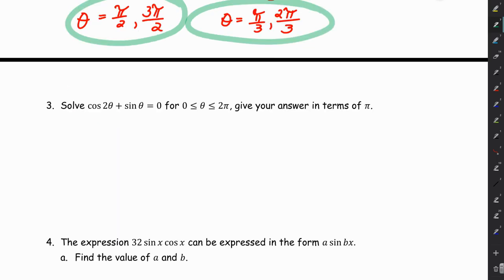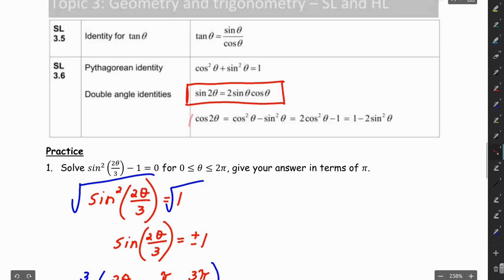Solve cosine 2 theta plus sine theta equals 0. Again, we're looking at going between 0 and 2 pi, so we're including every quadrant in the unit circle. Now, that cosine 2 theta combined with the sine theta doesn't work for me. So I want to convert my cosine 2 theta to something that just has sine in it. So let's go back and look at our double angle formulas. For cosine 2 theta, the one that has just sine in it is 1 minus 2 sine squared theta. So that's the one I'm going to replace in my equation.